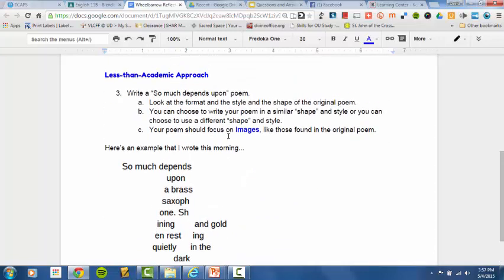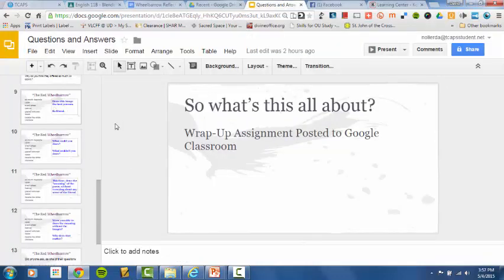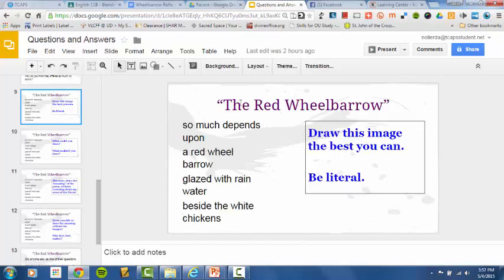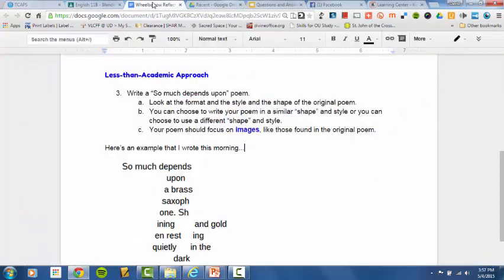And then here's the creative version. You're going to write a "So Much Depends Upon" poem, and you can do it in whatever format you'd like. The only requirement is that your poem must focus on images, like the ones that are found in the original poem. But you can write it however you wish. In our example, the poem was arranged like this, so that it went three words, one word, three words, one word. But you don't have to do it that way.